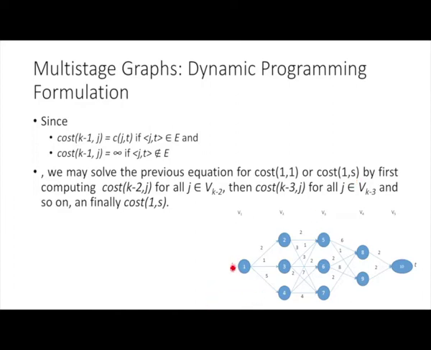What that basically means is the cost of going from stage number 1 by choosing node number 1, or the cost of going from stage number 1 by choosing node source, by first computing cost of k minus 2 comma j for all j belonging to V of k minus 2. Similarly, we will then find the cost of k minus 3 comma j for all j belonging to V of k minus 3, and so on, and finally we will reach cost of 1 comma s. So we'll be following a bottom-up approach to solve this problem using a dynamic programming formulation.